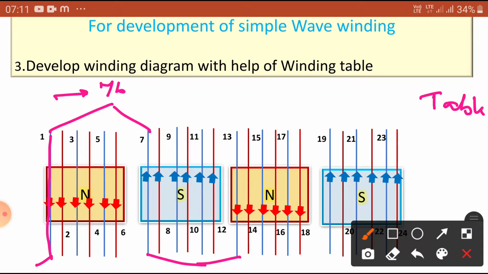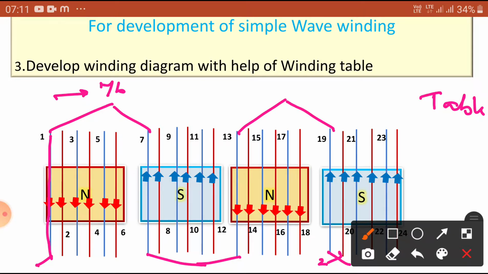Now after the 13th conductor, 13 plus 6 is 19. Where is the 19? This is the 19. Then 19 plus 6 would be going to 1, but that is already completed, so you have to add one. Here is the twisting part. Instead of the first conductor, you have to connect to the second conductor as per the table.